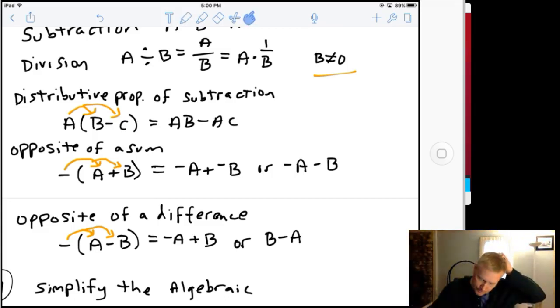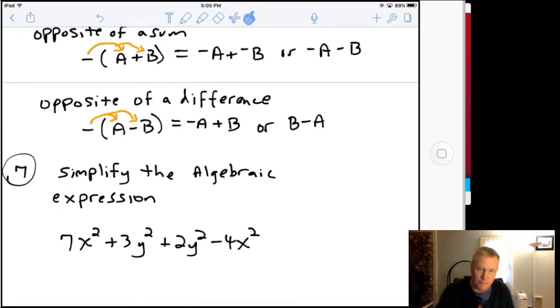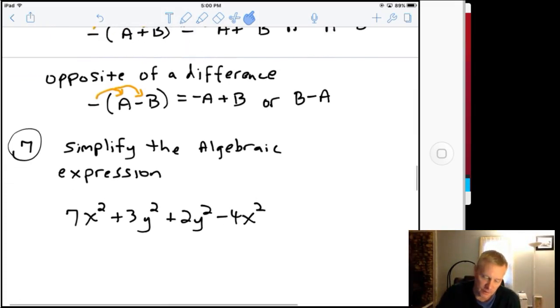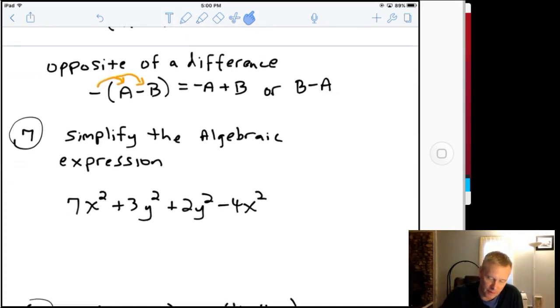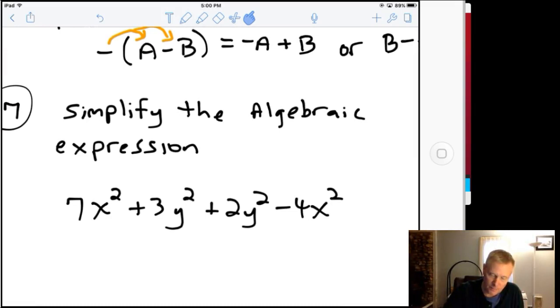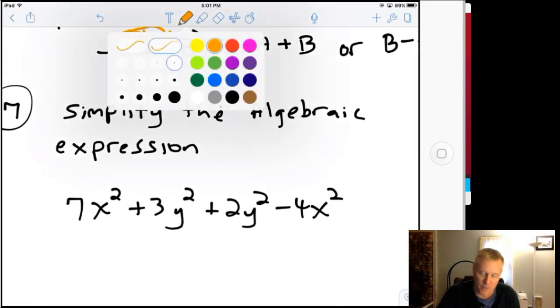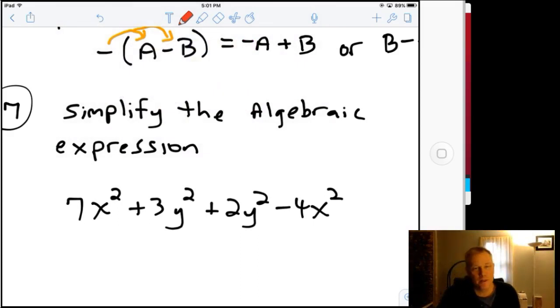Okay, next. We're getting into simplifying. So, simplifying, I can only combine like terms. I can add x's with x's, y's with y's, x squareds with x squareds, y squareds with y squareds. Can't add x squareds and y squareds. Please don't. They have to be the same variable. They have to be the same exponent.